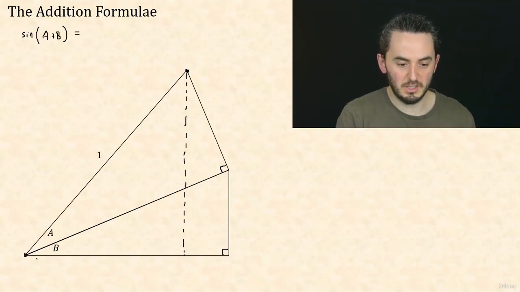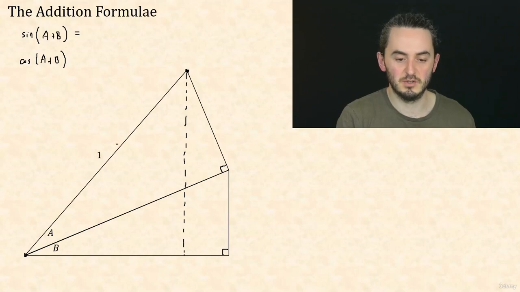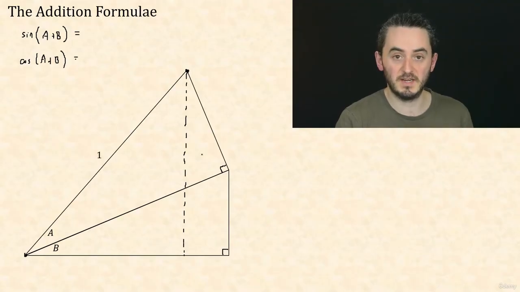So there's one way that I could describe the height of this point. And the x value of it, how far across is it? Well, it's just this line here, which is just 1 times cos of that angle a plus b. The reason is that cos of the angle in that large triangle is the adjacent, which is this side up to here, divided by the hypotenuse. So cos of a plus b is the x coordinate of this point, and sine a plus b is the y coordinate of this point.